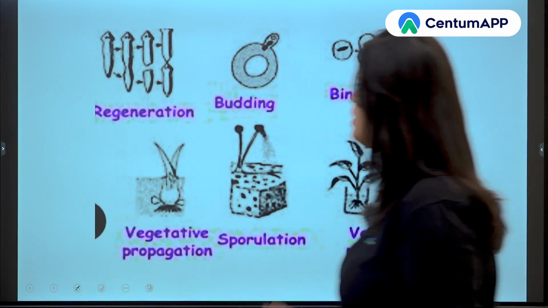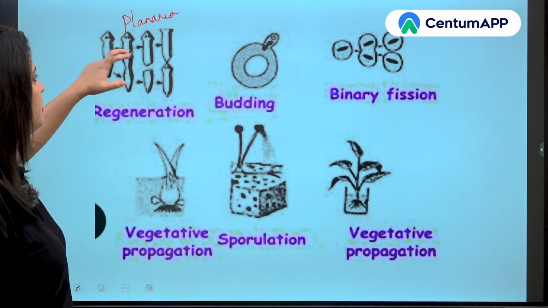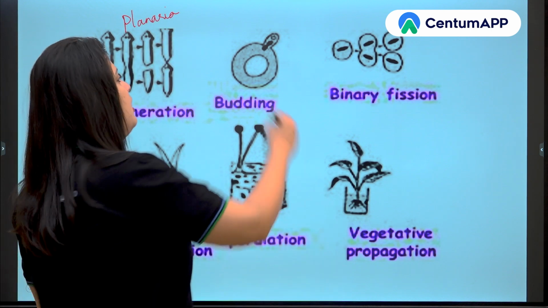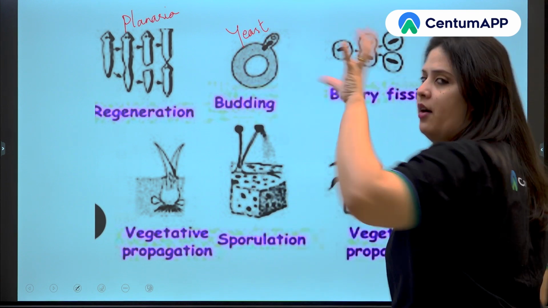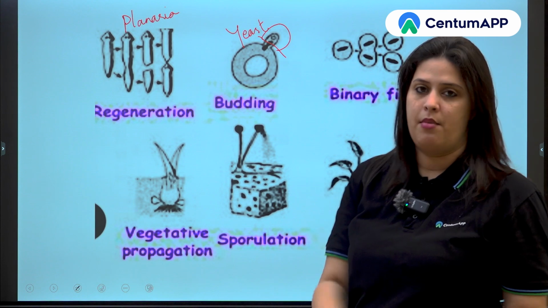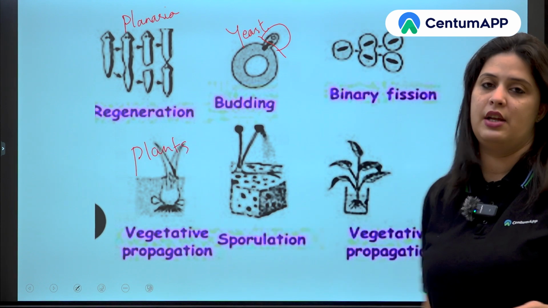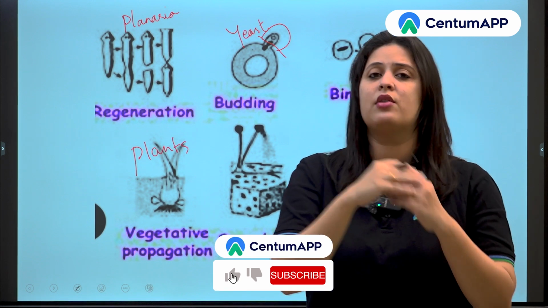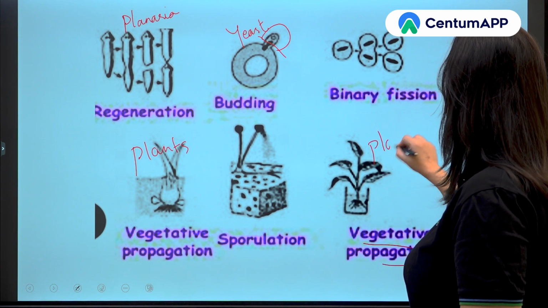This is regeneration. It happens in planaria, where a main organism divides into different parts, and each part becomes a whole organism. Then budding, as in yeast, is where a slight bud is formed on the main organism and grows. Once it reaches a particular size, it is cut off from the parent organism. Then you have vegetative propagation, which mainly occurs in plants. Sporulation, as in spirogyra, is where the spores break out, fall, and develop into another organism.